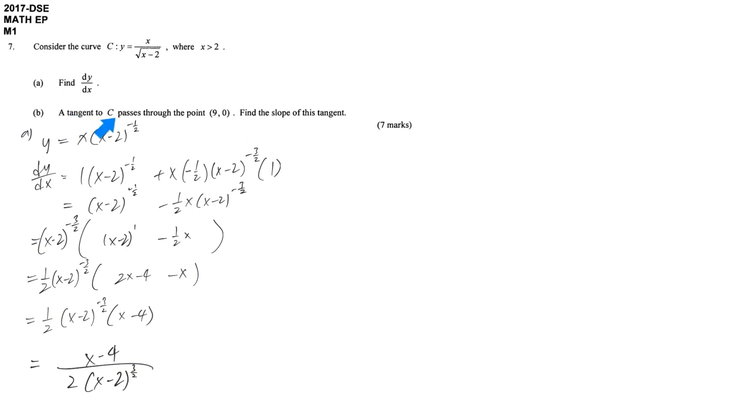In part B, they give you a tangent passing through a certain point. We have to find the slope of this tangent. This is the most advanced type of question involving tangents, because they don't give you the point of contact. So just roughly draw the graph. x must be larger than 2, and I have no idea, maybe it looks like this, I'm not sure.